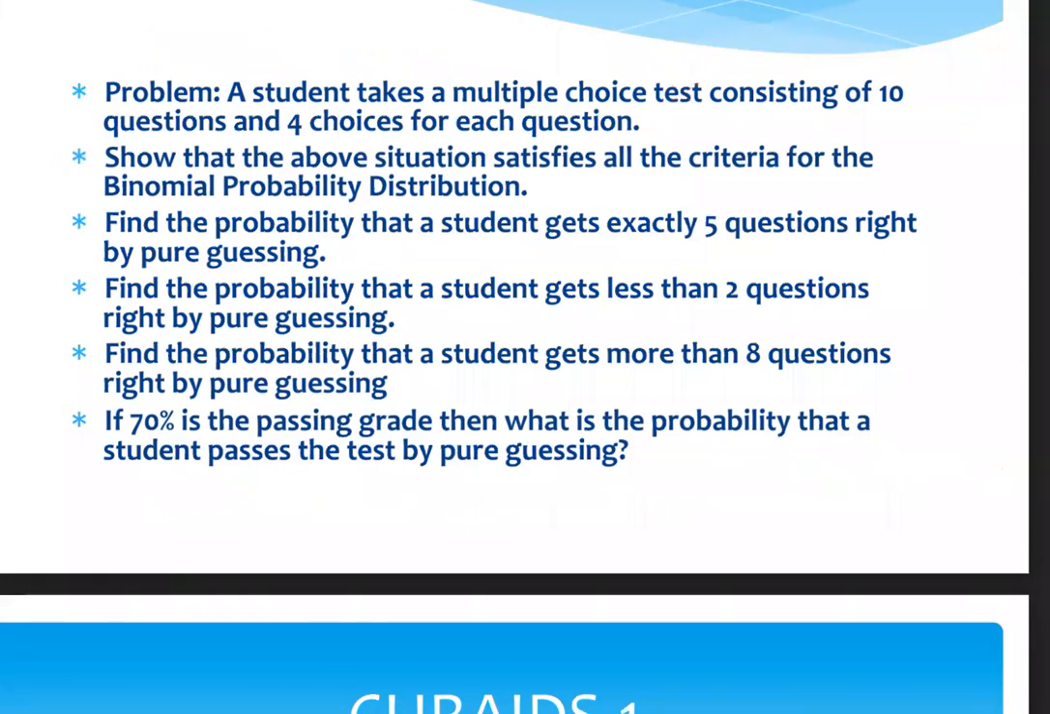Find the probability that students get exactly 5 questions right by pure guessing. So you're looking for probability of x is equal to 5, which is gonna be 10 C5, right? Times 0.25 to the power 5 times 1 minus 0.25 to the power 10 minus 5. That's gonna be 10 C5 times 0.25 to the power 5 times 1 minus 0.25 is 0.75 to the power 10 minus 5 is 5. Now you can use your calculator to do this, okay?